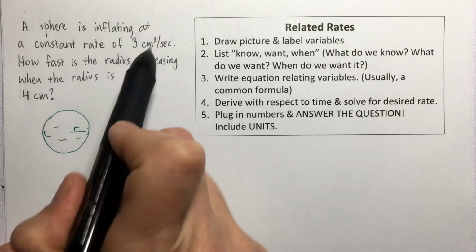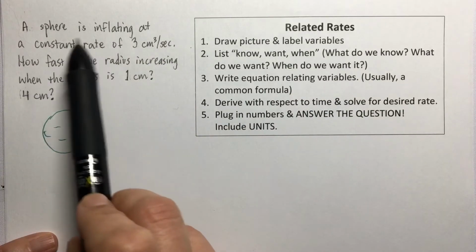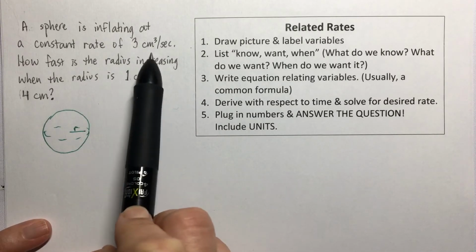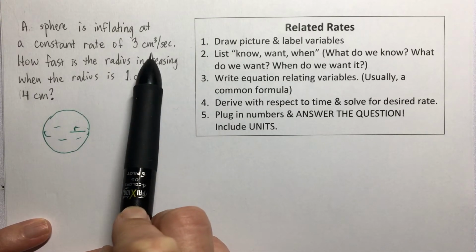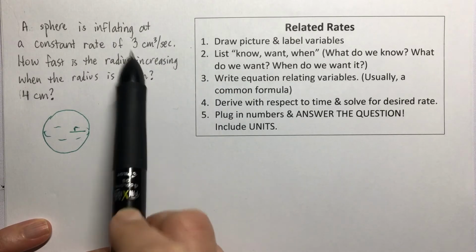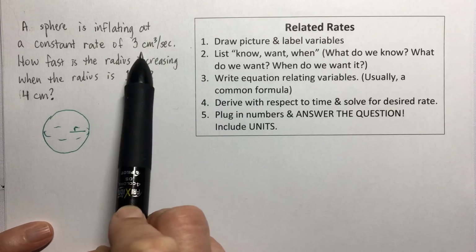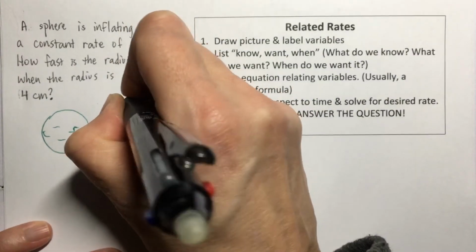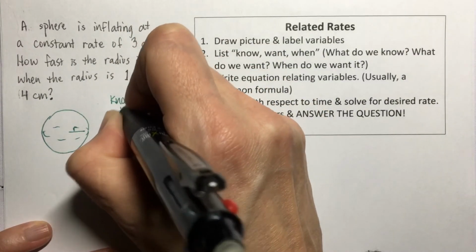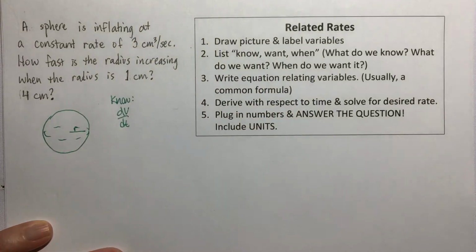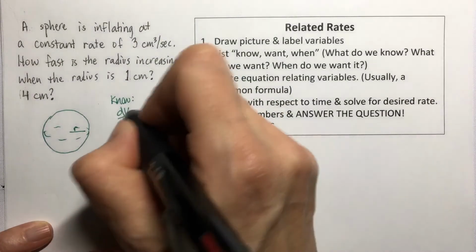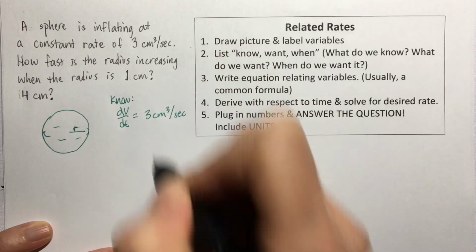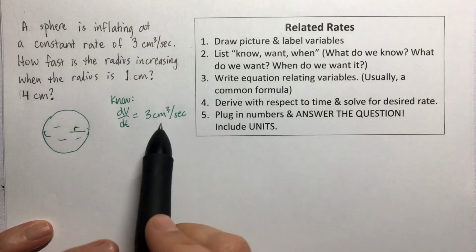So we can look at all this stuff here. And we know that the sphere is inflating at a constant rate of 3 cubic centimeters per second. Oh, so we know what the rate of change is for the volume. So in the things that we know, we can say that dV/dt, the rate of change of volume with respect to time, is 3 cubic centimeters per second. I like to include the units in here too.